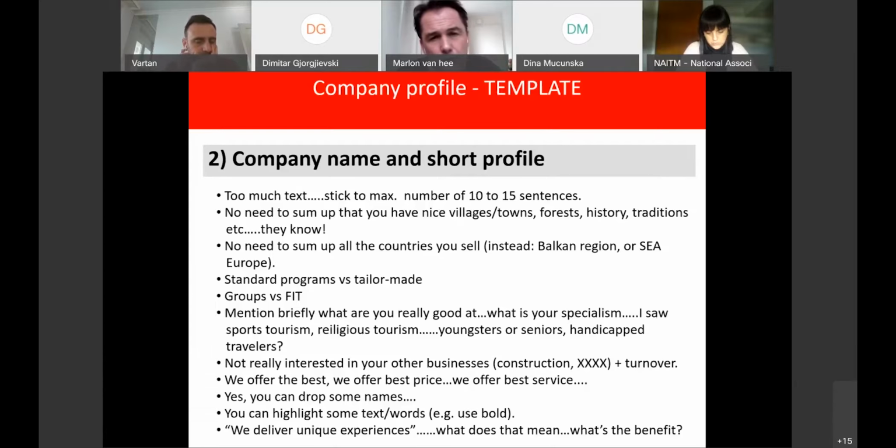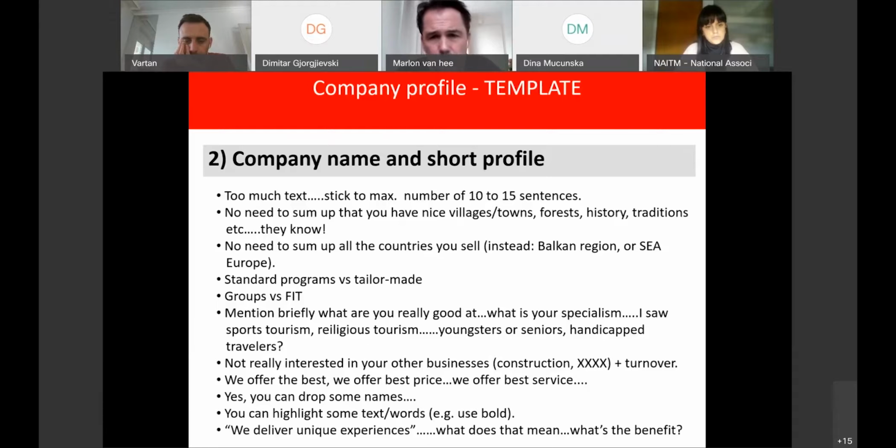Some of you provide group standard programs, but also you provide tailor-made services. That's good to mention in your introduction. We also can listen to your needs, and based on your needs, we can create the perfect program for your guests. That is something that European outbound tour operators like to hear. You can mention in your program, again, group, FIT.